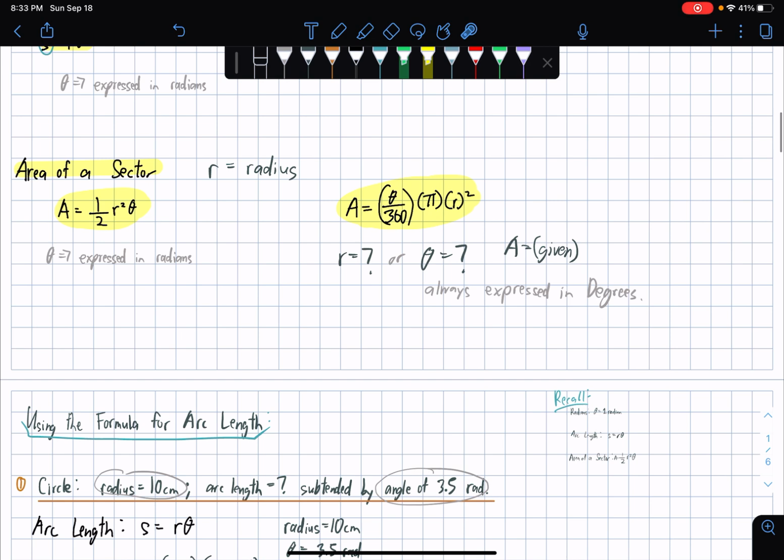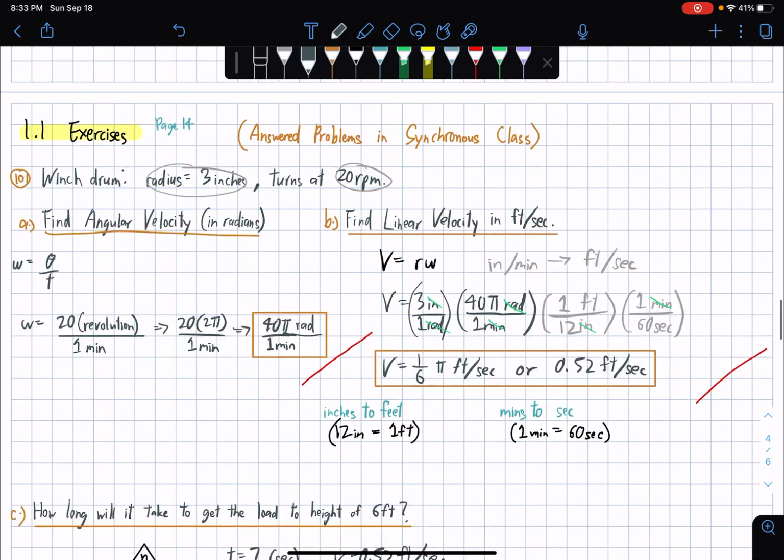Anyways, I hope you get the point. In this formula, theta is expressed in radians. In this formula, theta is always expressed in degrees. Period.